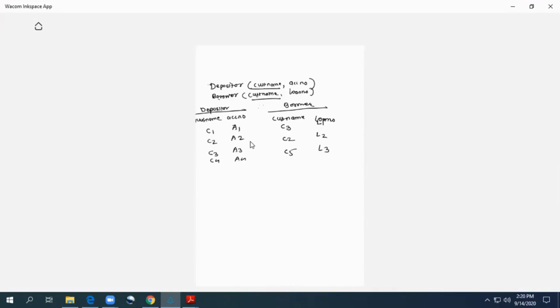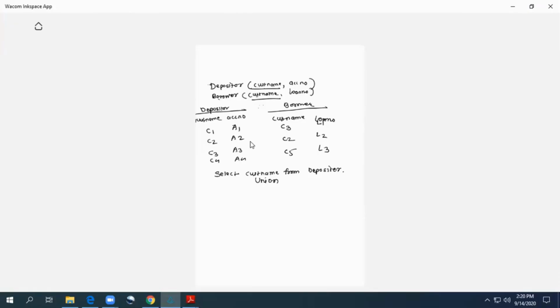So what will be the solution of this query? Select customer name from depositor. So definitely the customers mentioned in the depositor table have a saving account in the bank, right? So I want to join this result with the second query, that is borrower. How will I join? With the help of the union operator. The union operator will join the result of both queries.